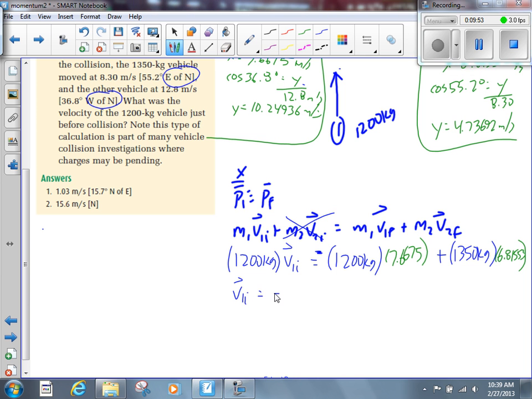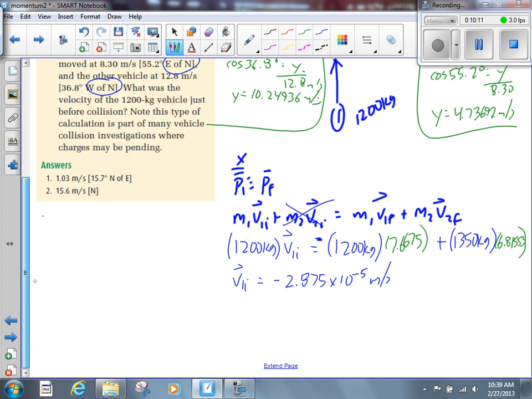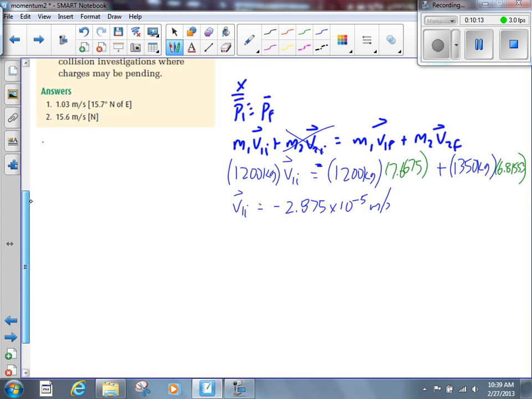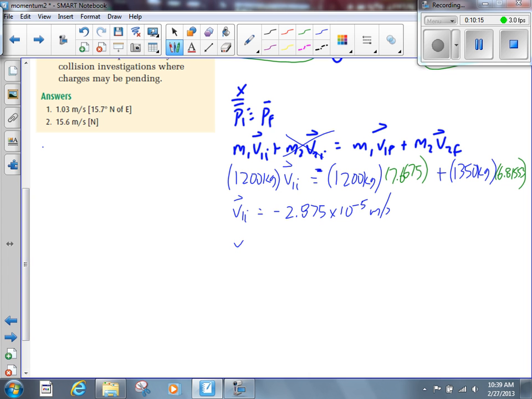What'd you get there, Drew? Negative 2.875 times 10 to the negative 5. All right, that's a really small speed, right? So the x component of this initial velocity is really, really small. Let's do the y component now and see if it's any bigger or similar magnitude here. The y component is going to be found by the same basic method. It's going to be a little bit easier for us because we've already found the x and y components of those vectors after the collision has taken place.